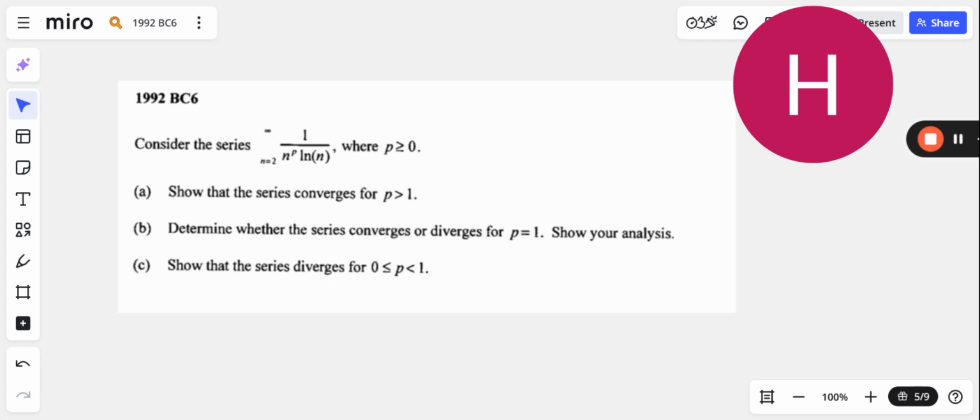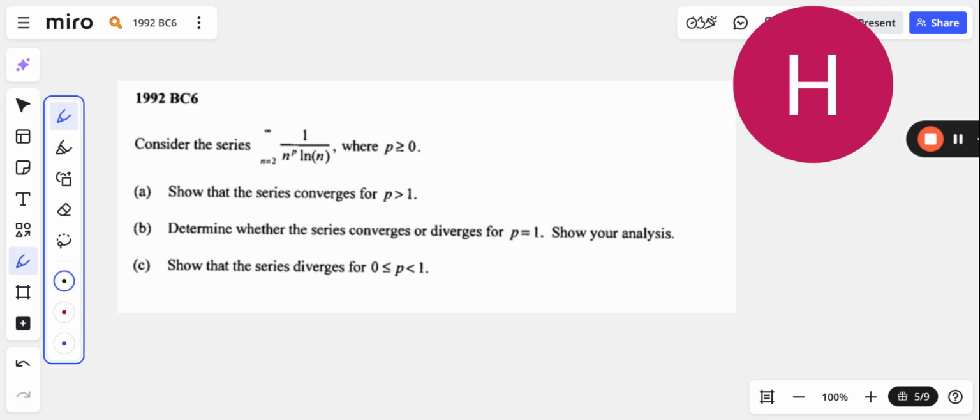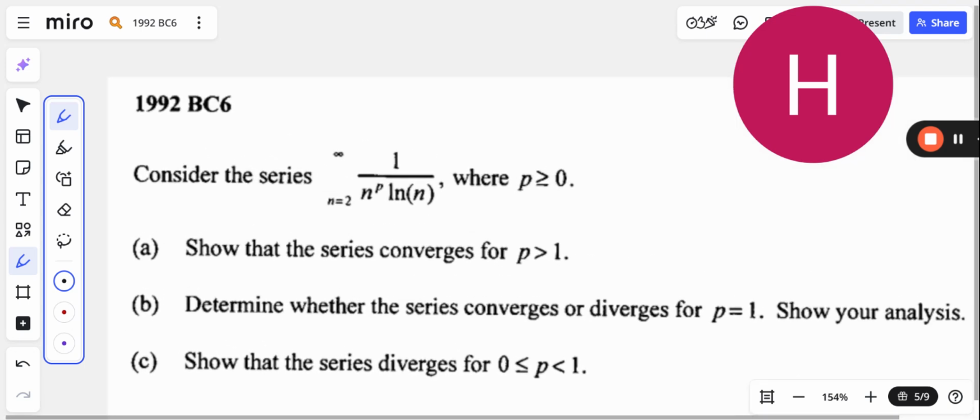Get yourself ready with a notebook, a pencil, or pen, whatever you choose to write with is fine. This is math from the void, math coming at you out of nowhere. And today we have a problem from the 1992 Calc BC exam.